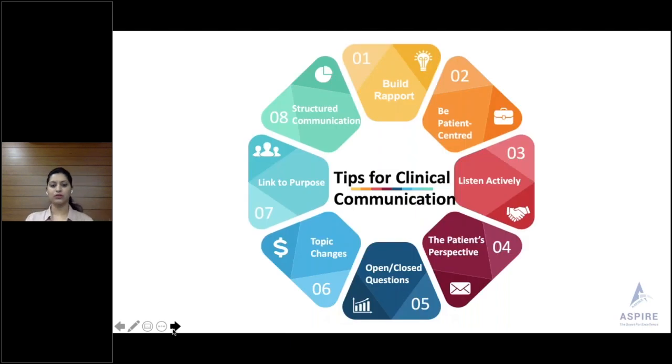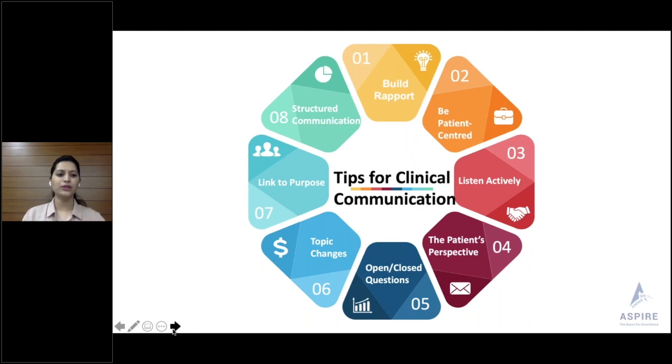So here are a few tips for good clinical communication. Number 1, build rapport. 2, be patient-centered. Try to know what the patient wants, what they have come to you for, and please try to provide those answers. 3, listen actively. So you should always make sure that the patient thinks that you're equally interested in what they are telling you.